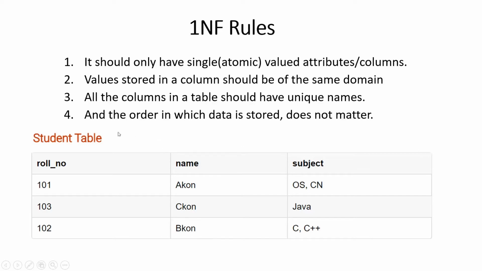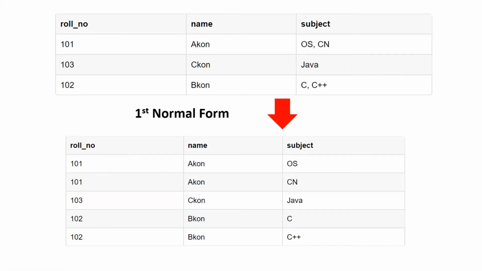Here we can see a student table, and there are three columns called roll number, name, and subject. This table follows three rules of first normal form, but besides this one, because here we can see OS and CN values in one row in this column, and also here C and C++ subjects in the subject column. This is the problem. In order to solve the problem, we can create another table which satisfies first normal form. Here you can see operating system and computer network, C and C++ subjects separately in different rows. In order to form first normal form, we should write these values singly, separately.